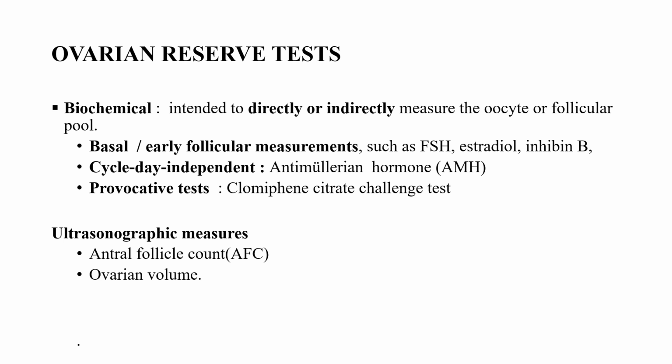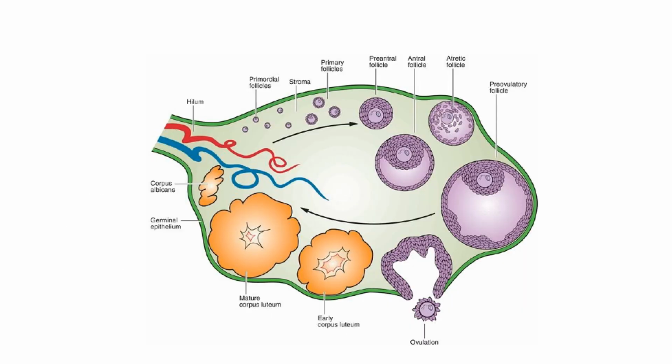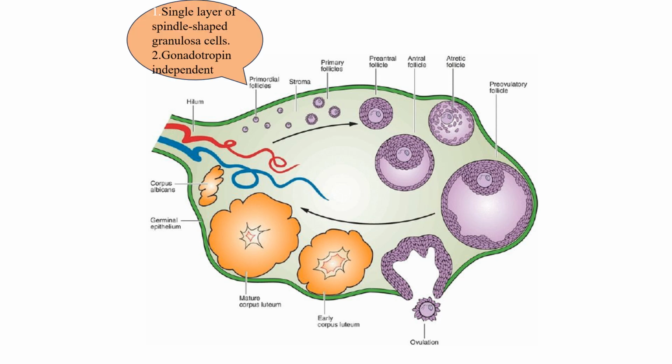So before going to the tests, we want to know the basic follicular structures of the ovary. This is the diagram showing the ovary. The outer part is the cortex and the inner part is the medulla of the ovary. In the cortex, there are many follicles. The first is the primordial follicle. The primordial follicle is lined by a single layer of granulosa cells and it is gonadotropin independent.